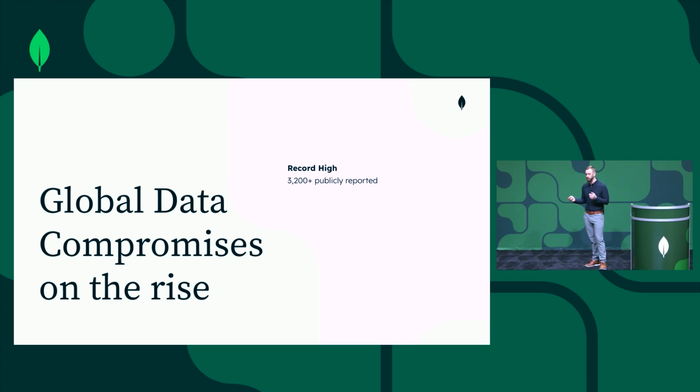And there were 3,200. Now this was a 72% increase over the previous high-water mark, which was actually in 2021, and a 78% increase over 2022. So even in the last year or two, there's been almost a doubling of these data compromise events that have been going on. So it's still a very large rise.